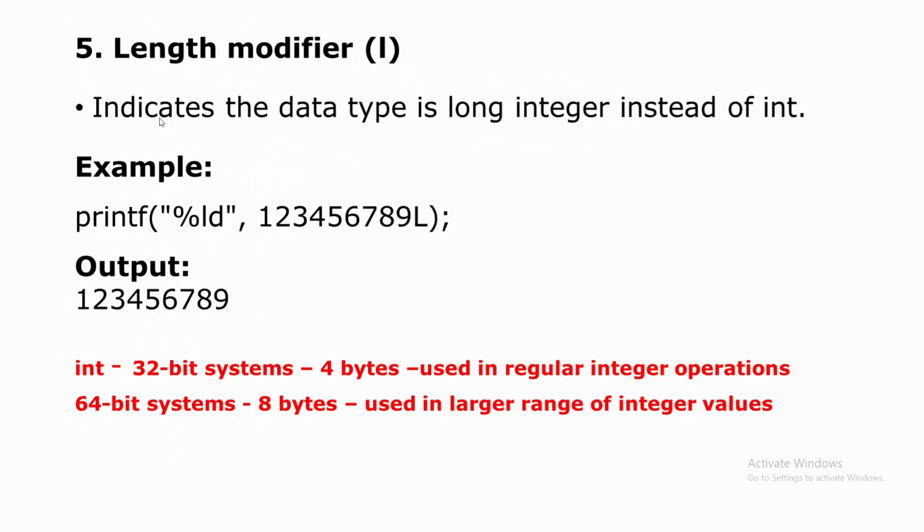Next one is the length modifier. Sometimes the normal integer data type is not enough to store very large numbers. In such cases, we use long int. The length modifier is represented by lowercase l. For example, printf("%ld", 123456789L). Here l tells the compiler that this value is a long integer.